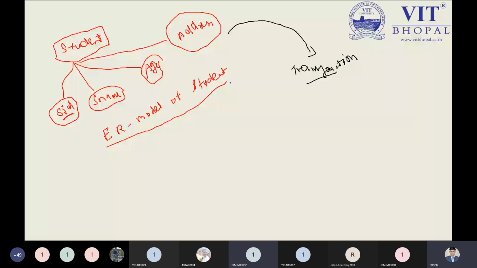Okay, this is an ER model of the student entity only. I am not showing any relationship with the other entities right now. Now if we need to transform this student ER model into the relational model, I am transforming my conceptual ER model to the relational model. This concept is known as ER to relational model.